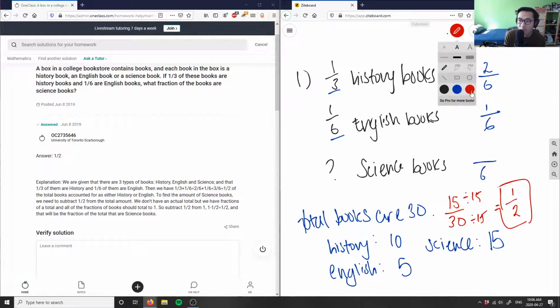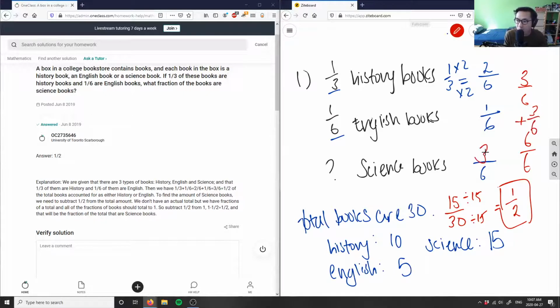If I were to use the first method that I approached this question with, I have 2/6, 1/6, and I'm looking for how many 6ths are science books. Well, 2/6 plus 1/6 is simply 3/6, and everything has to add up to 6 over 6, right? So what number adds to 3/6? Obviously this would be 3 over 6 here, because 3 plus 3 equals 6, and 3/6 here actually equals half. If you reduce the 3/6 and divide the numerator and denominator by 3, you'd get 1/2 as well. So this here is the correct answer. Half of the books are indeed science books.